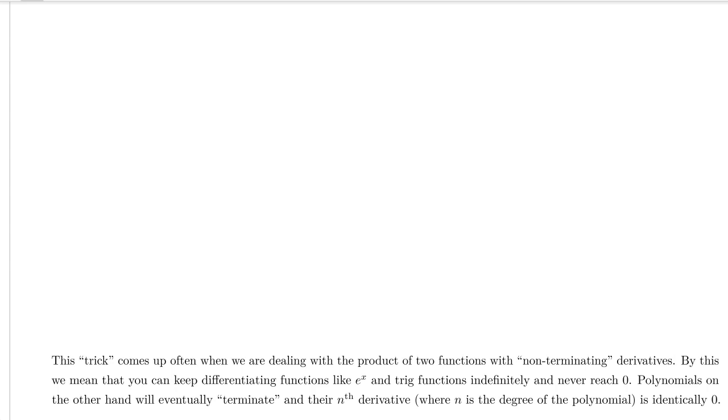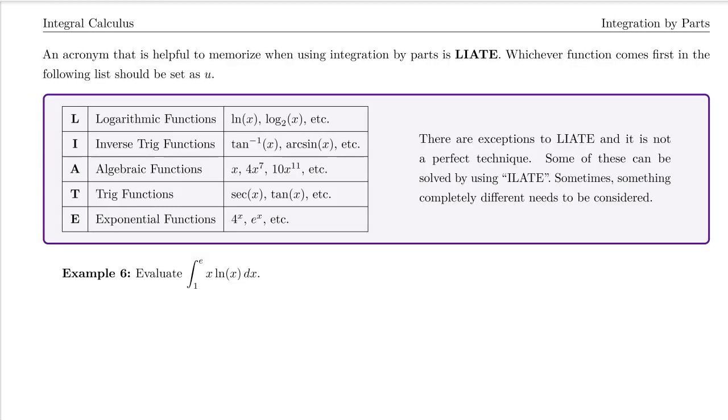Polynomials, on the other hand, will eventually terminate, and their nth derivative, where n is the degree of the polynomial, is identically 0. An acronym that is helpful to memorize when using integration by parts is LIATE. Whichever function comes first in the following list should be set as u. There are exceptions to LIATE, and it is definitely not a perfect technique.